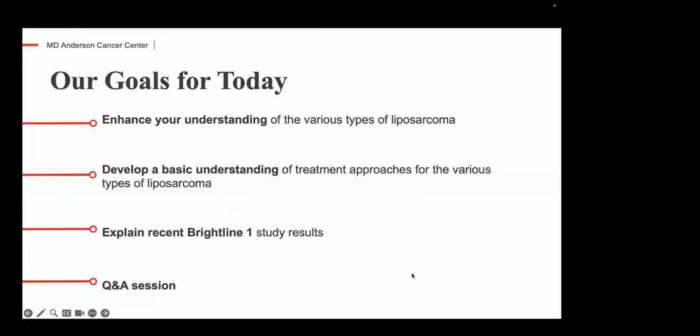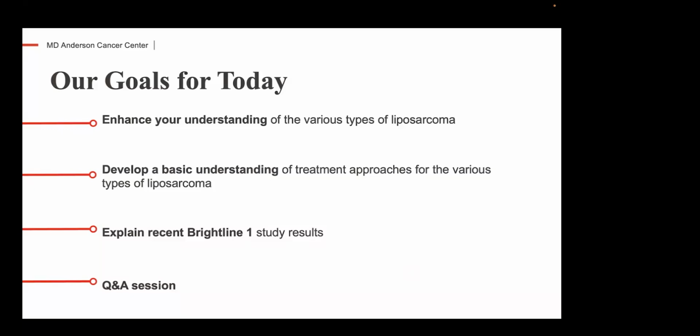The goal for today's lecture is really to enhance all of your understanding of the various types of liposarcoma, because a lot of times you will see extensive literature or even clinical trials clubbing them together, but this forms a very heterogeneous group of diseases that are very distinct. So it's good to have that understanding, because a lot of you might not fall into just one of the categories. I'll try to point out what is specific to each of the subtypes of liposarcoma as I go through the talk.